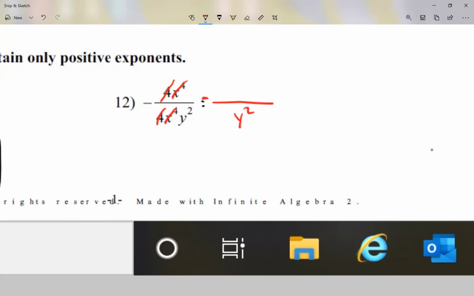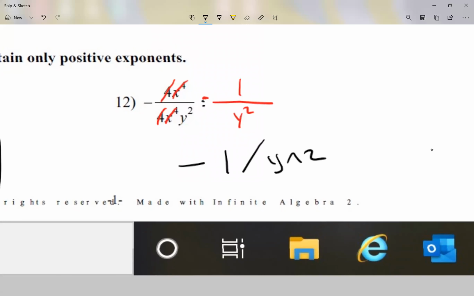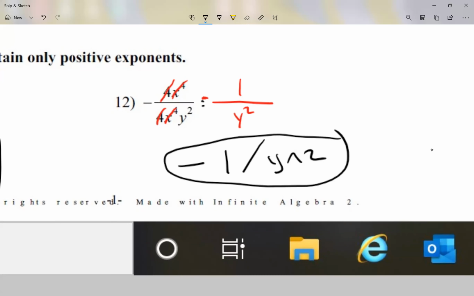Now, the top of my fraction cannot be empty. So empty spaces, I fill it out with a 1. So my answer for this one will be a negative sign, 1 over y to the second. And again, if there's a negative sign, we bring it to the front. We use backslash for fractions. So that's how I'm going to type this out.